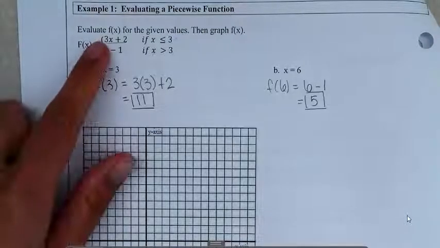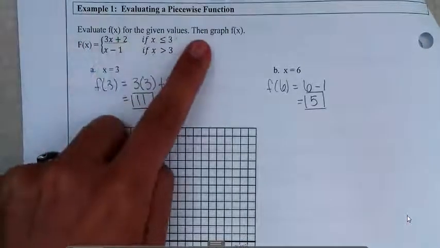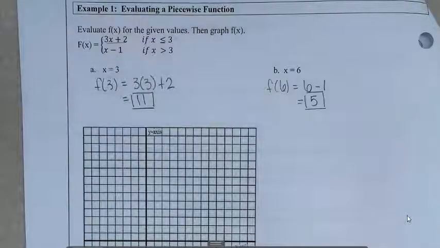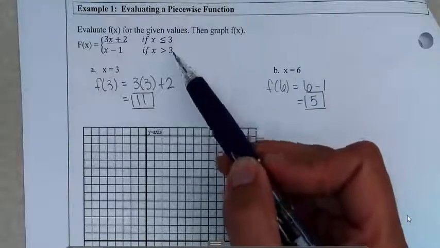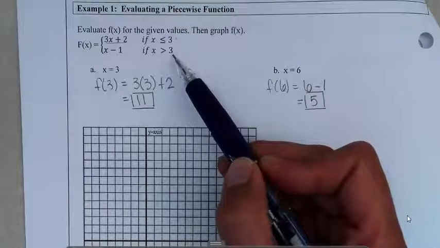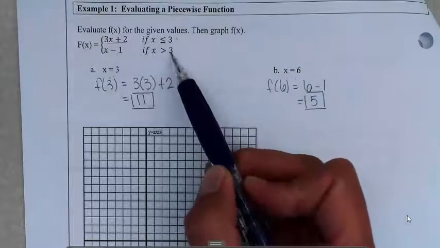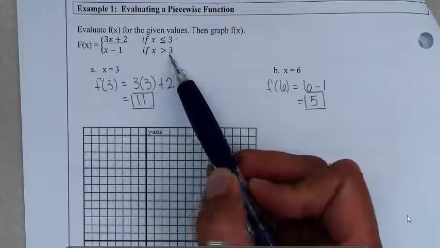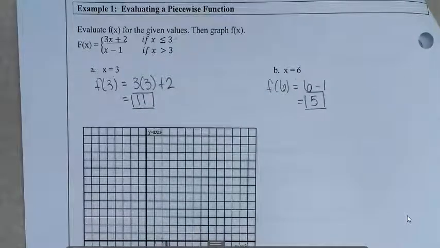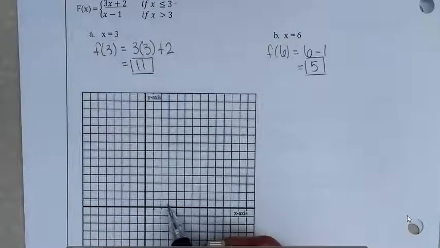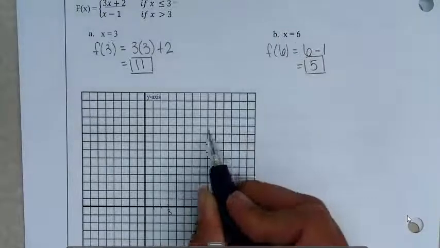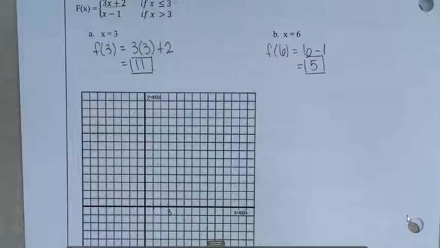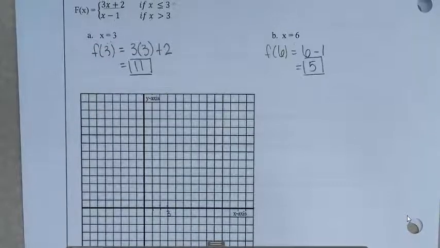Okay, so we finished the first part, we evaluated. Now we have to actually graph f of x. So again, we're looking at our domain to determine where our graphs are going to be. Okay, so this thing breaks apart when x equals 3. At x equals 3 on my x-axis, my function basically has two pieces. So my equations are not going to necessarily be connected. I will probably have two separate pieces or two separate lines.